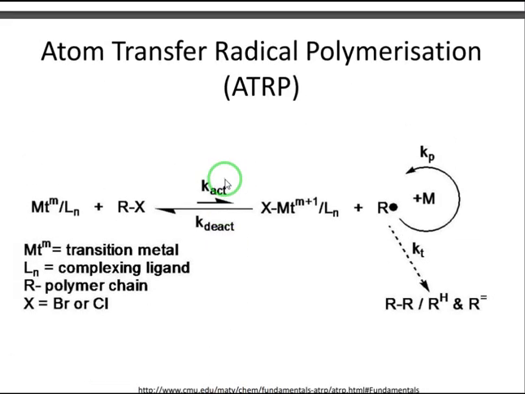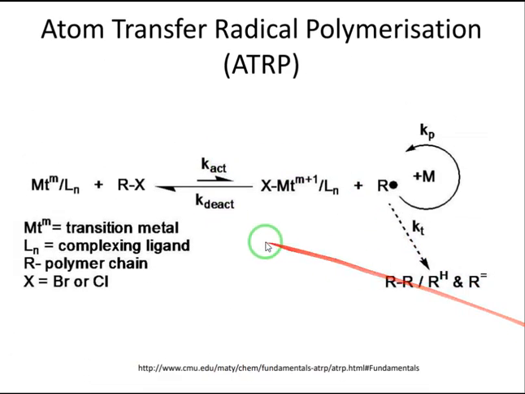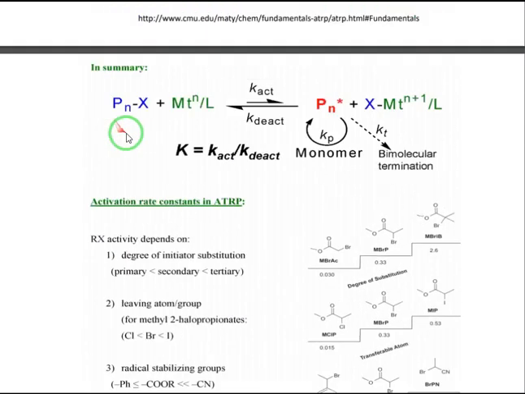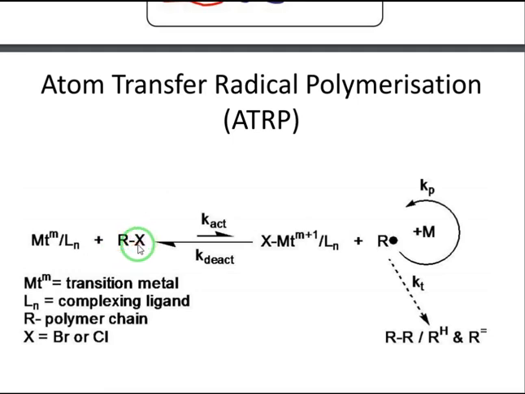And this is what you see here. We have the polymer chain which is connected to a halogen, and we have the transition metal which is solubilized with the help of the complexing ligand. So let me show you again. This is the metal and the complexing ligand, and here the polymer chain and the halogen.